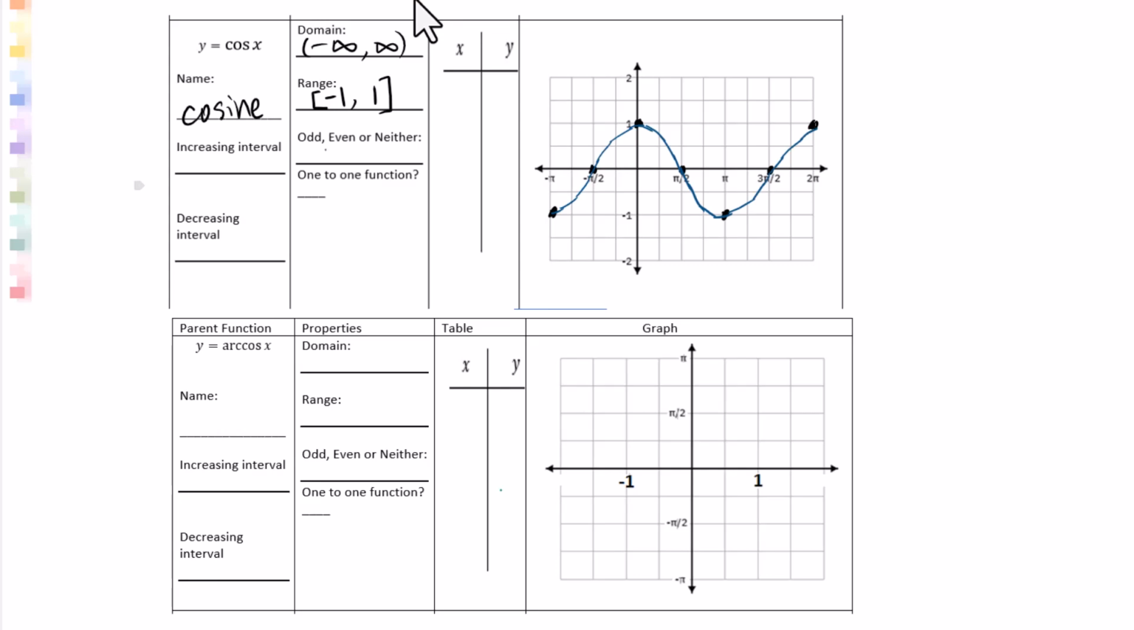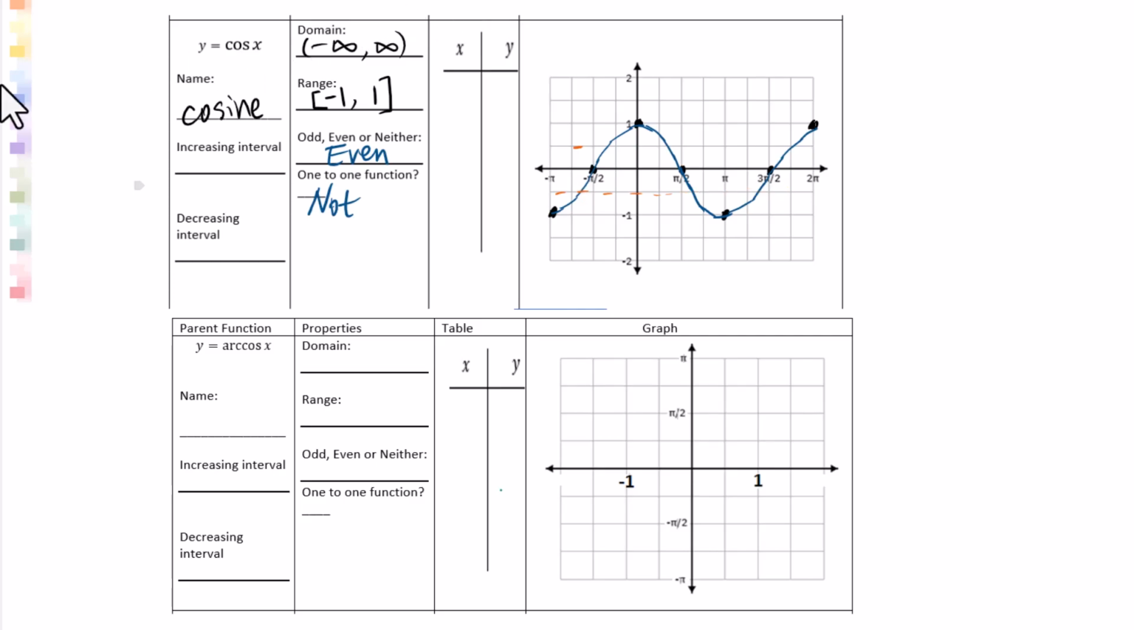This is an even function because the graph is symmetric about the y-axis. It's not a one-to-one function. When we draw any horizontal line, we get more than one intersection.